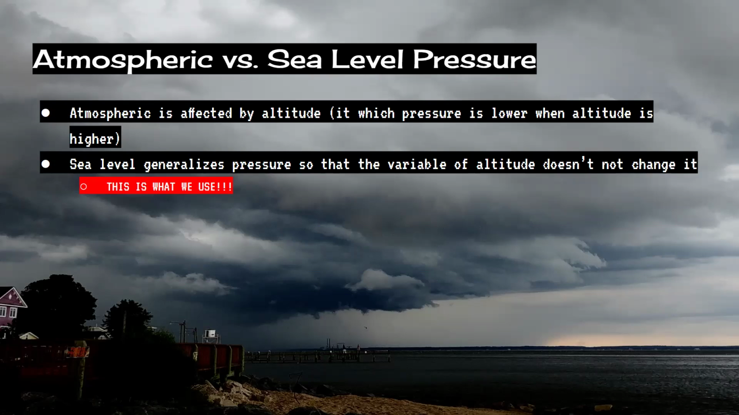So we're comparing apples to apples, as they would say, instead of apples to oranges. There's no point in comparing things that are different. They're always going to be different because of something. That's the definition of a confounding variable. So that's why it's not useful, and that's why we need to use sea level pressure.